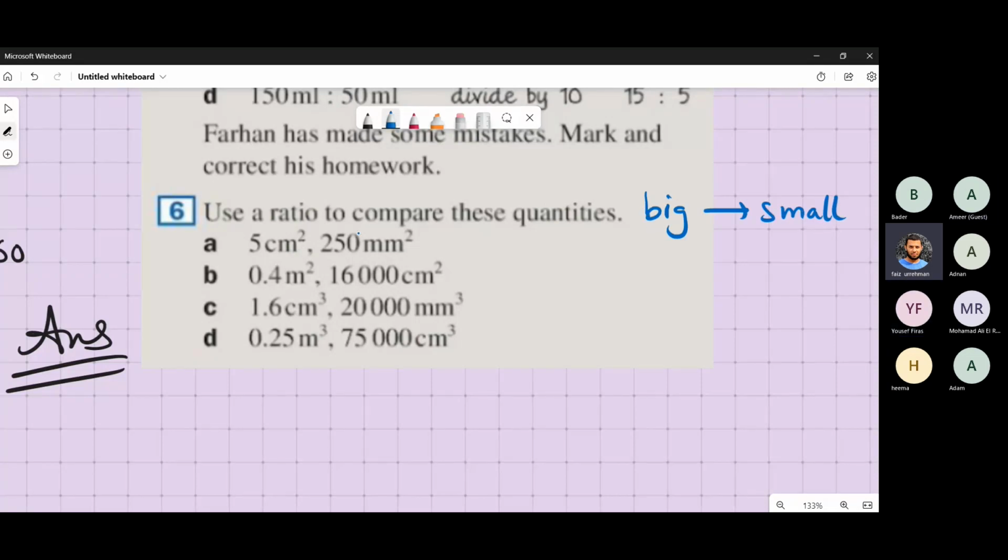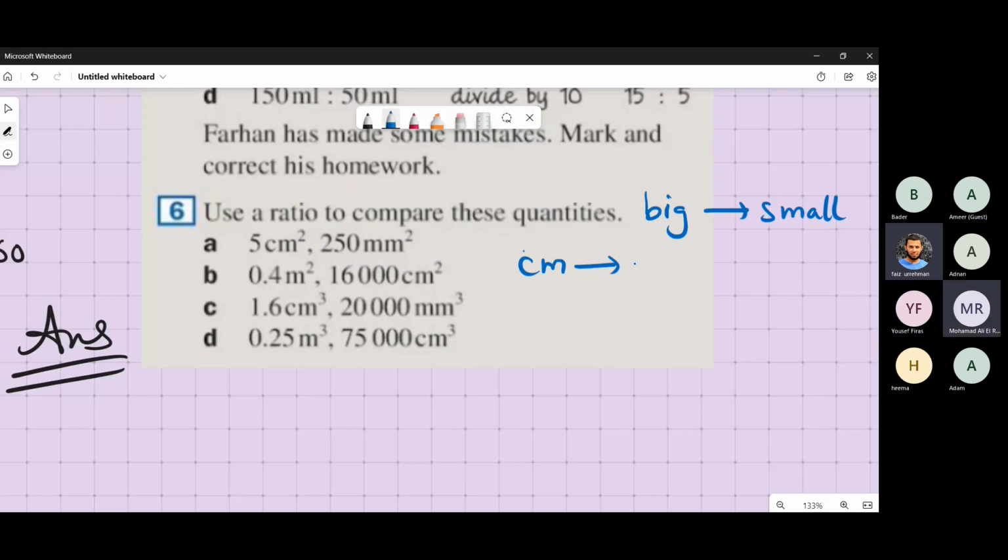That means we are not going to touch this guy. No need to convert this one, but convert the first one instead. So tell me, 5 centimeter square, when you convert to mm square, what are you going to get? 500. See how we are going to figure it out now.